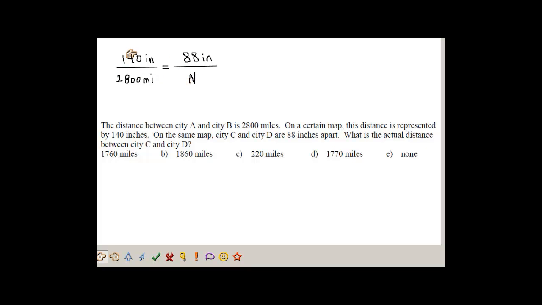The next step would be what, Victor? What do we do next to solve this? So we cross multiply. Exactly.